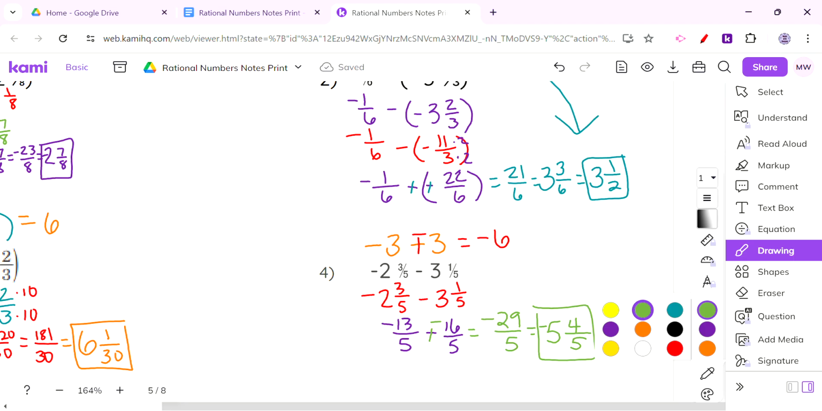Actually, sorry, before I say that is all, you'll notice that we had estimated that to be negative 6. Our answer was negative 5 4/5. So it was pretty close.